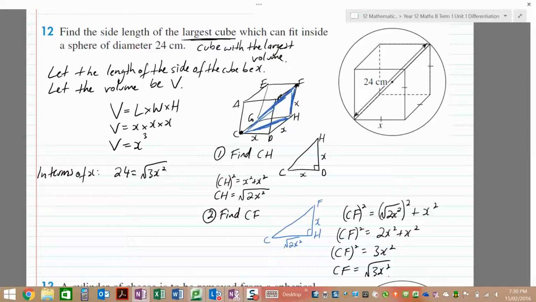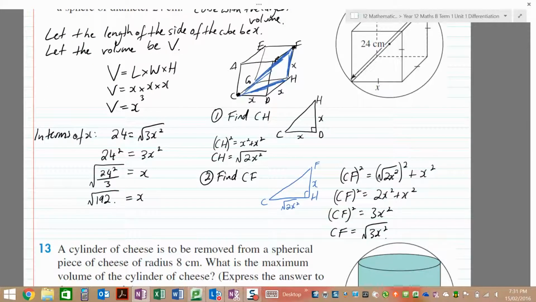Yeah, it's the biggest that it can be. So I can solve this for x now, so square both sides. 24 squared equals 3x squared. And I can find x as square root of 24 squared over 3. Okay, that's the biggest value that x can take. Okay, whatever this is. Just quickly calculate it. And it should be square root of 192. Alright, I'll just put in square root of 192.